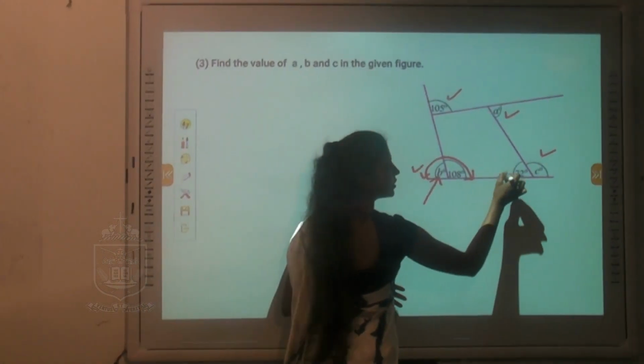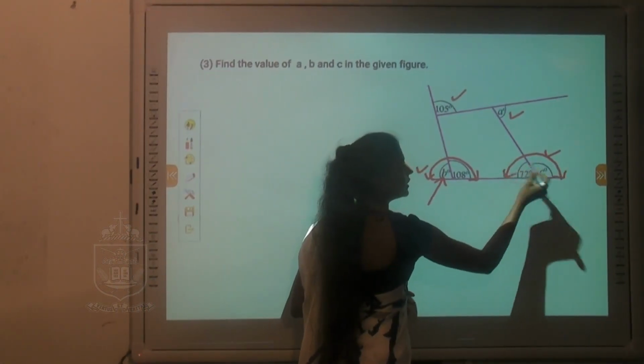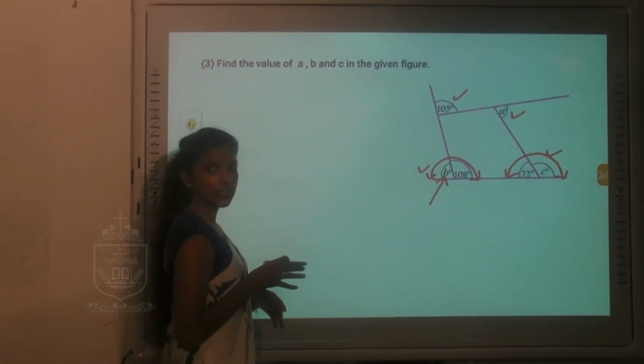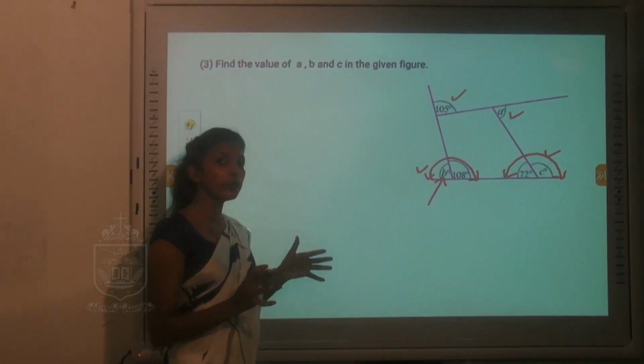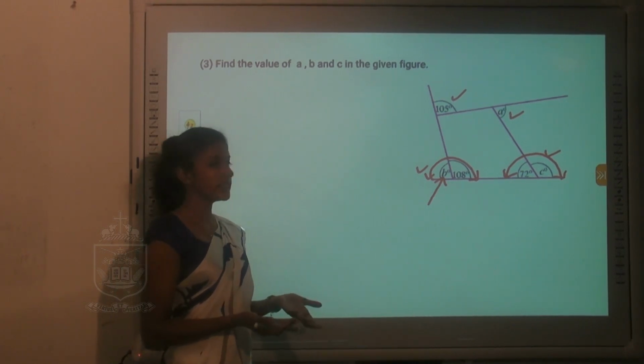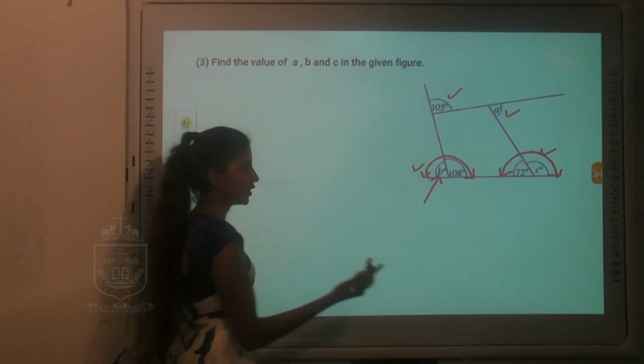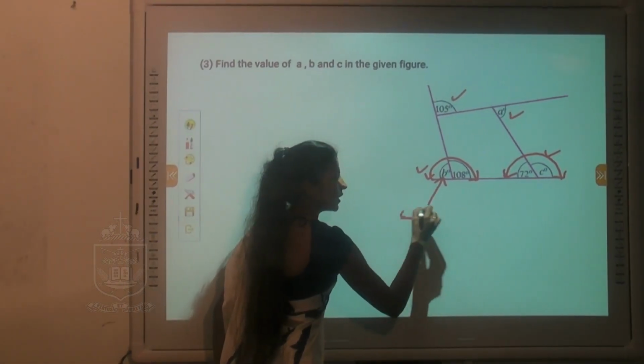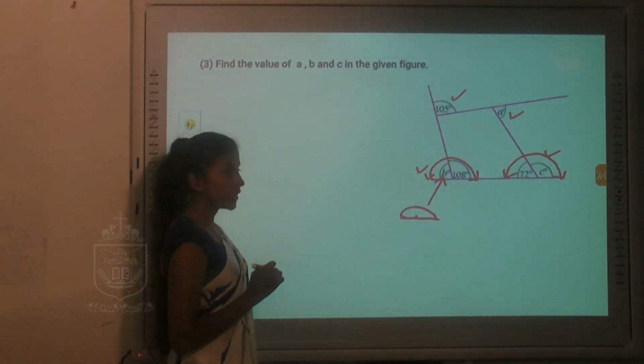When you look at this also, there is an interior angle next to the exterior angle, which forms a straight line. So we know that the sum of the angles on a straight line is how much? It is 180 degrees. Now you can see a straight line is formed here. So it is 180 degrees.